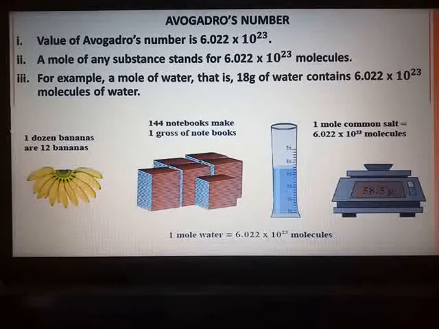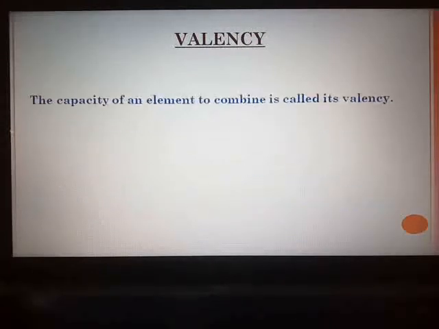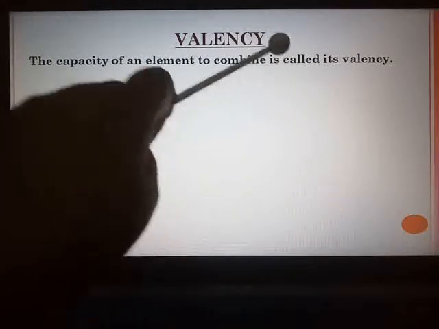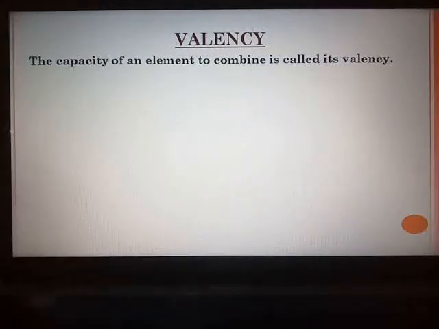Now let us move towards our important topic for today, and as I have told you earlier, understand this topic very carefully because it is linked with your 10th standard syllabus. Valency. What is meant by valency? In scientific terms, the capacity of an element to combine is called its valency.